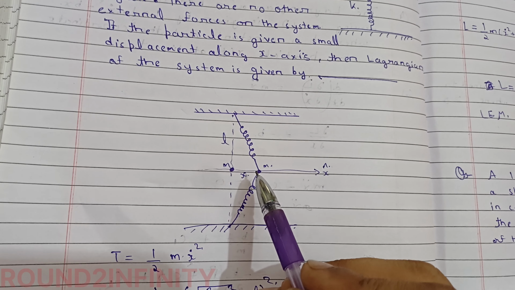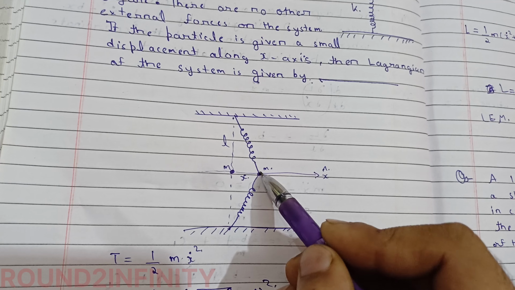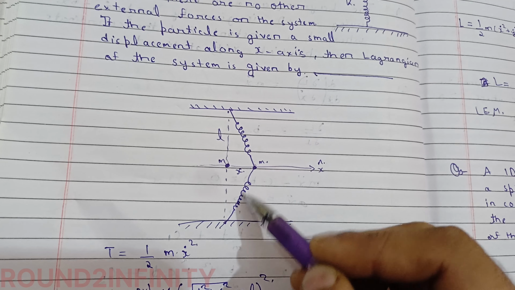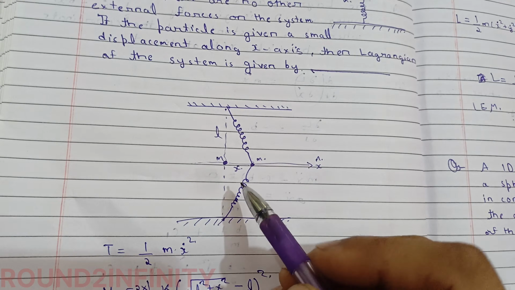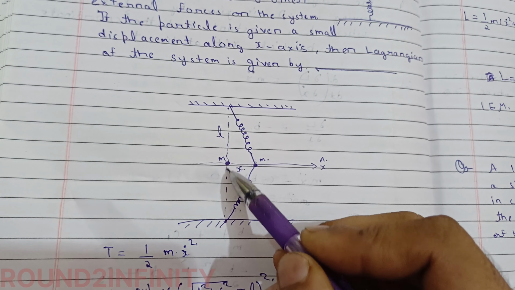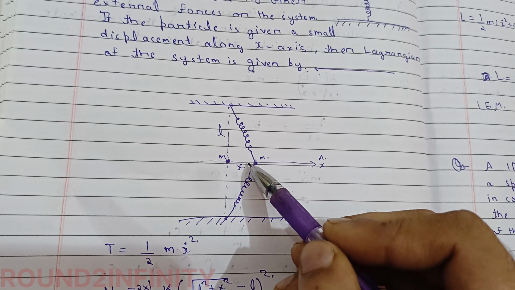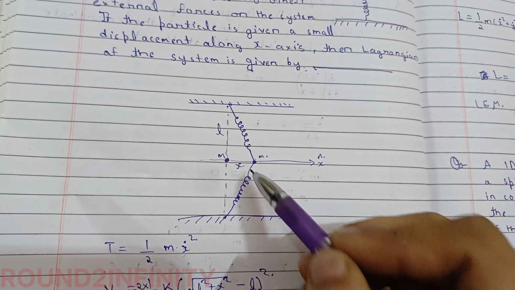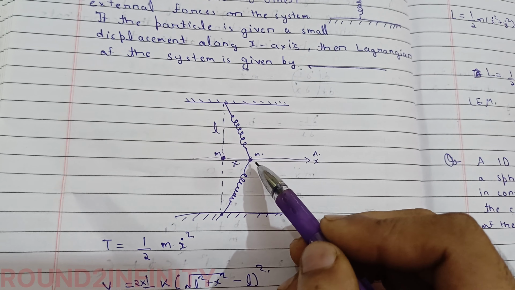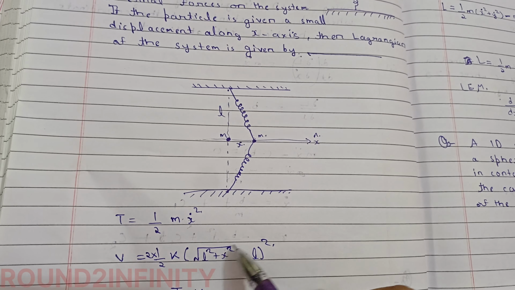Now what is the potential energy? The potential energy is due to the stretching of the spring from there and from here. So whatever stretch is in the spring, it will give you the potential energy, that is k x square by 2. So what is the stretch? See, this is length L, and if this is x, then this length will be under root L square plus x square. So this length minus this length will give you this amount of stretch. So this is k x square.